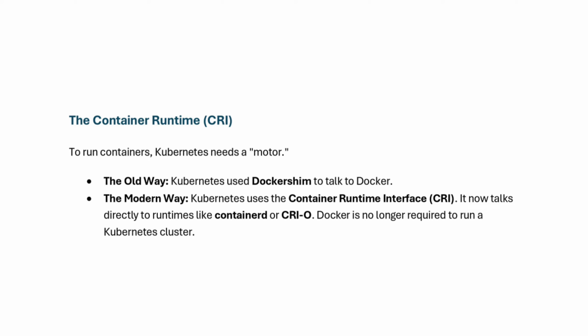Docker has only Docker shim as a container runtime that talks to the Docker to fulfill container requests. However, Kubernetes doesn't only rely on Docker shim. It can use Docker shim, but it can also use the competitors of Docker shim, that is Containerd or CRI-O. So the old way would be Kubernetes uses Docker shim to talk to Docker. The modern way is Kubernetes uses the container runtime interface, CRI. It now talks directly to runtimes like Containerd or CRI-O. Docker is no longer required to run a Kubernetes cluster. It can also use other providers as well.